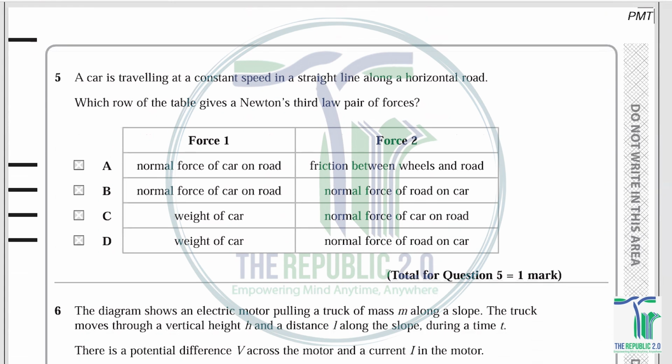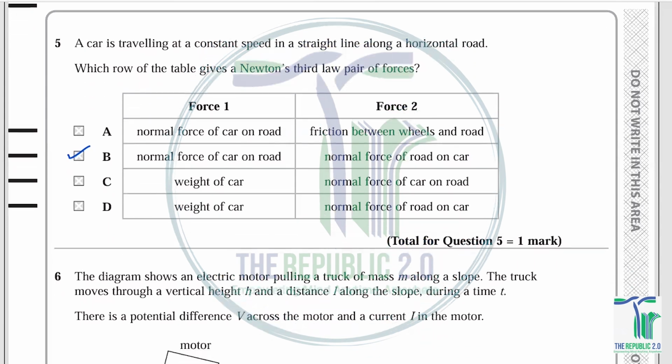Now you've got question number 5. A car is traveling in a straight line along a horizontal road. Which row of the table gives the Newton's third law pair of forces? For this, you have to go with option B, because they are the same forces acting on different objects, which makes up the Newton's third law pair of forces, right? So that is why you have to go with option B.